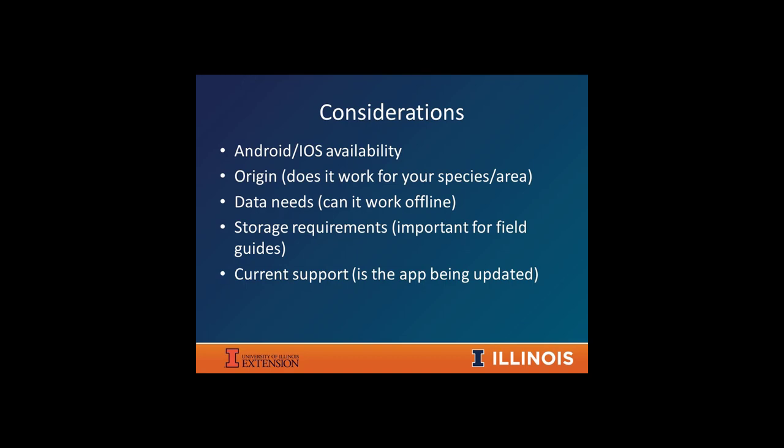Your data needs. Some of these apps are large. It takes up the storage on your phone. Sometimes you need to use data, or some of them you're available to use while you're offline, so you can download them that way. So when you're looking at these apps and trying to decide, figure out, do you need this app to be able to work offline, or can you use data where you're at? How big of a storage is it? What's the current support? Is it a great app, but the last time it was updated was 2011? That might not be the best app. It may not be able to work for you. So again, do your homework, look at these apps, and figure out, is it something that's going to work for you in your current situation?